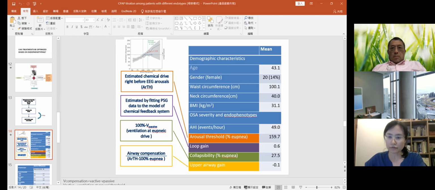So here I present the demographic characteristics of these patients. The average age was 43 years old, and 14% of them were women. The waist circumference was 100 centimeters, and neck circumference was 40 centimeters. The BMI averaged 31, and they had an AHI averaging 49. So we can have a picture that this is a group of middle-aged, quite obese patients, male predominant, and they have severe OSA.